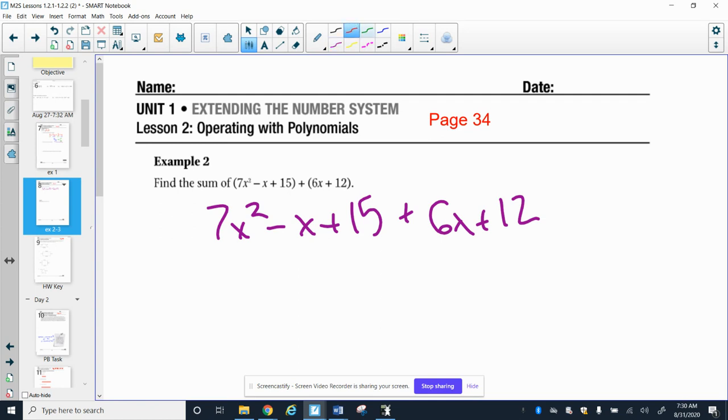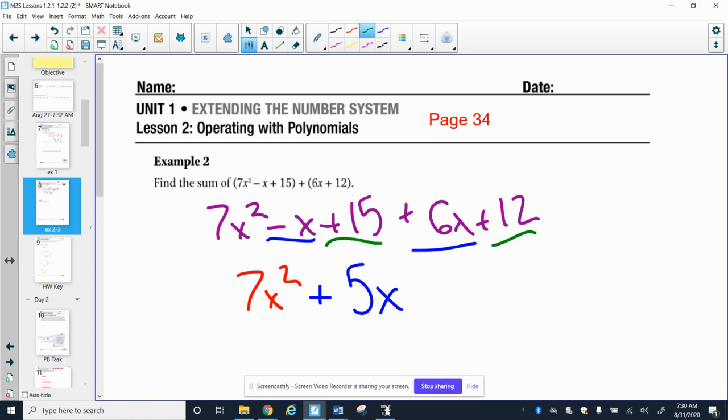Now it's just a matter of looking for like terms. Okay, so if we look, this 7x squared, there's no other term in here that has an x squared. Okay, so it's just going to stay as 7x squared in front. There's no like terms. We have a minus x, we have a plus 6x. So negative 1x plus 6x makes plus 5x. And then this plus 15 we combine with plus 12 to make plus 27. So that would be our final answer.